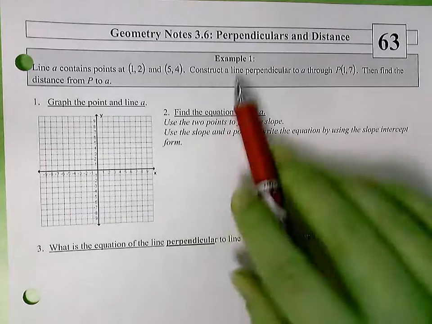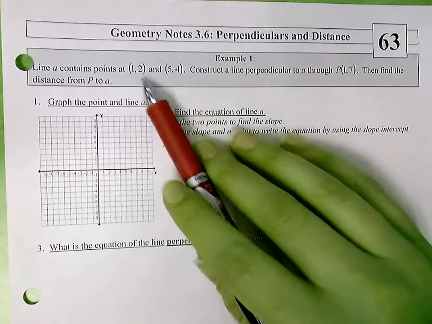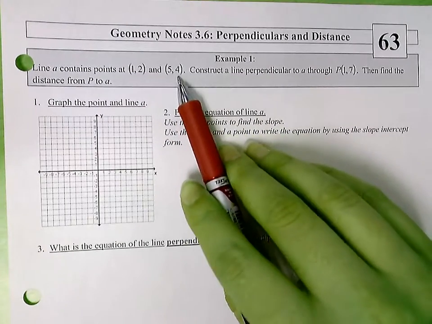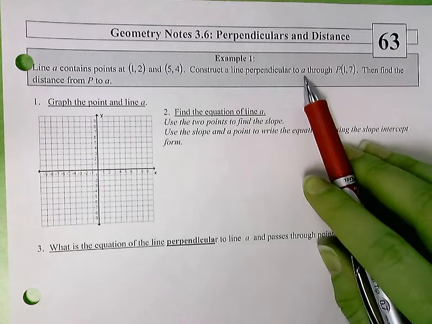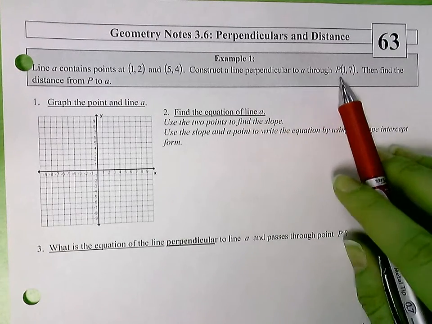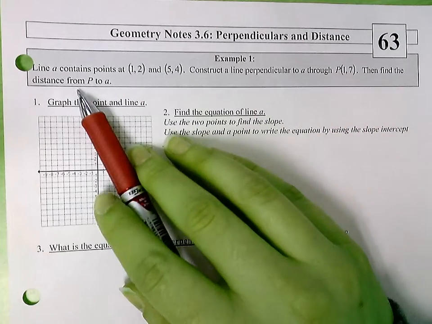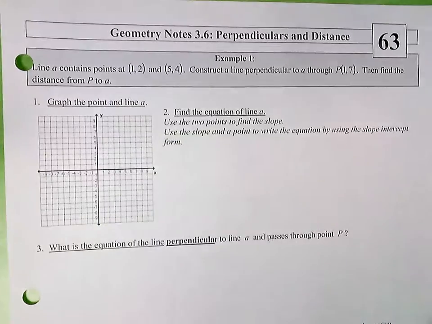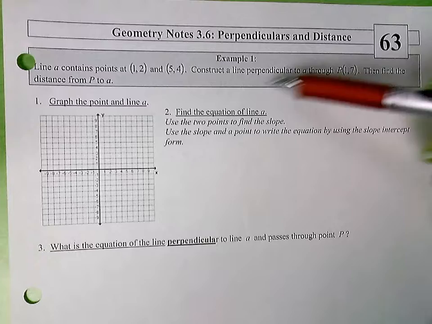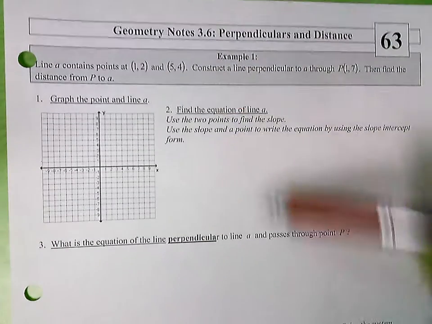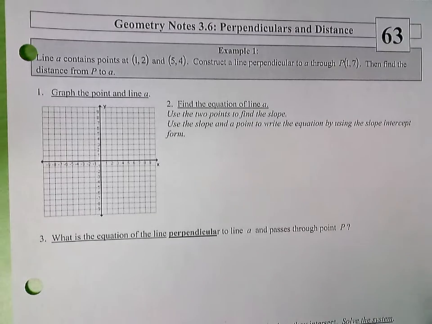So my first example here, I have line A contains points 1, 2, and 5, 4. We want to construct a line perpendicular to line A through point P, which is at 1, 7. Then find the distance from P to A. Okay, so that whole problem, I laid out all the steps for you. This is how many steps this problem takes.